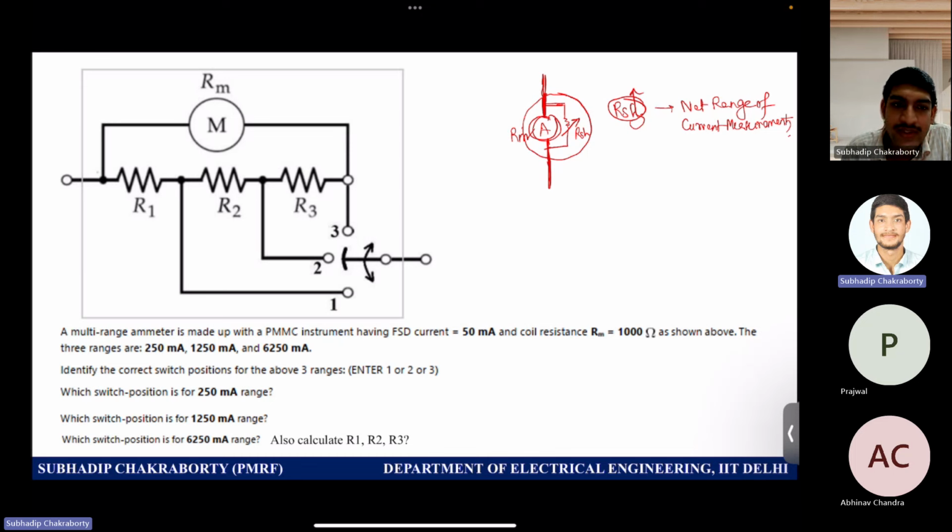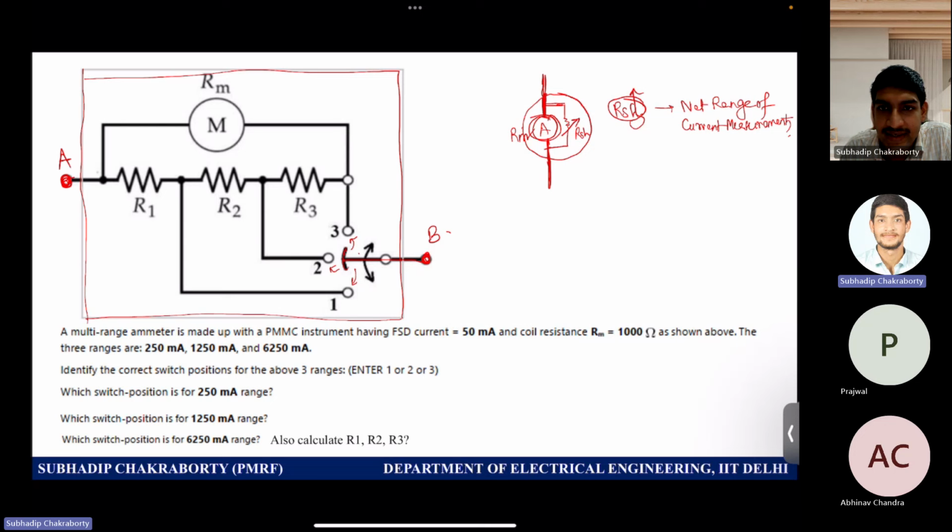So now you come to this question. We have a switch kind of thing, and we are connecting the switch either to 1, to 2, or to 3. 3 positions we have. And these are your nodes where you can access this instrument. Only these 2 points you can access. The complete arrangement is inside this box, which you cannot access. So effectively your ammeter, you have only these 2 nodes available, A and B. Correct?